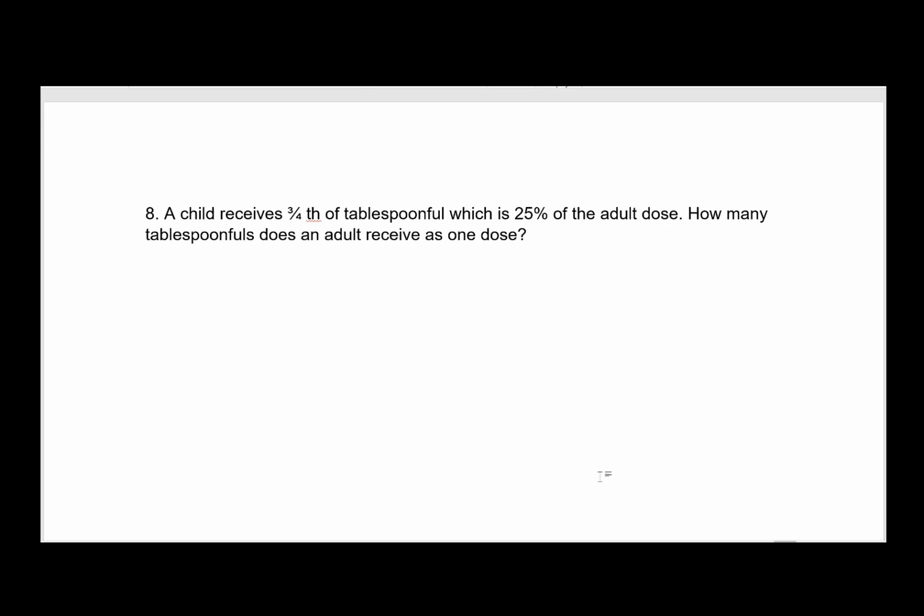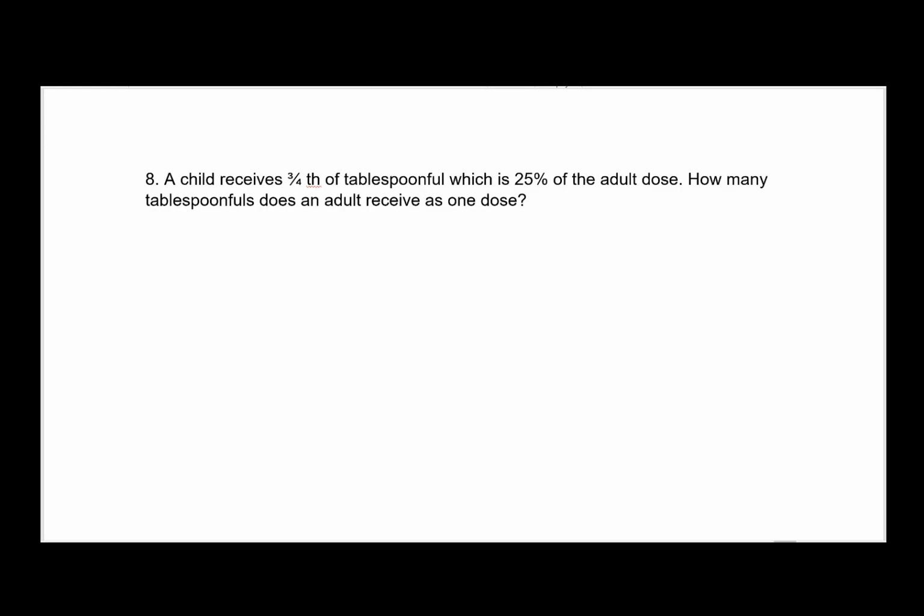Okay, last question in dose calculation. A very important question. I think this question was in the mock or practice SPLE exam which we had in the college. So those who took the practice SPLE exam in the college, we had this question in that exam. A child receives 3/4 of a tablespoonful, which is 25% of the adult dose. How many tablespoonfuls does an adult receive as one dose?